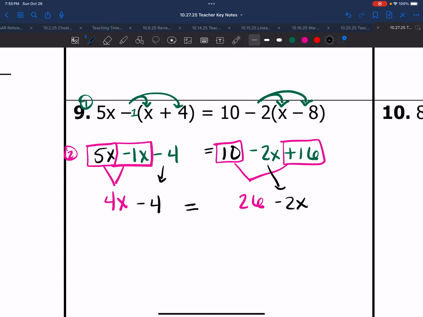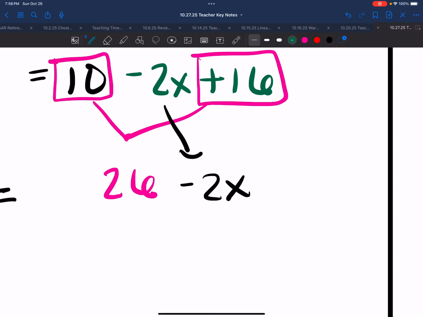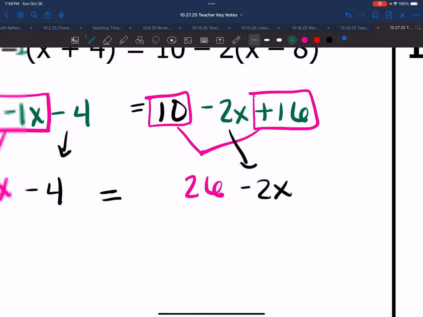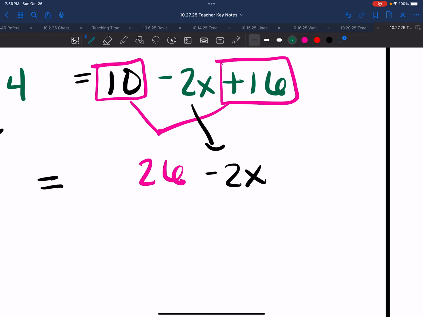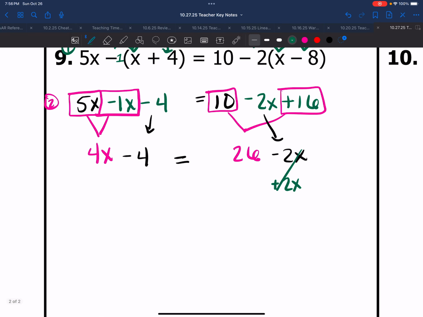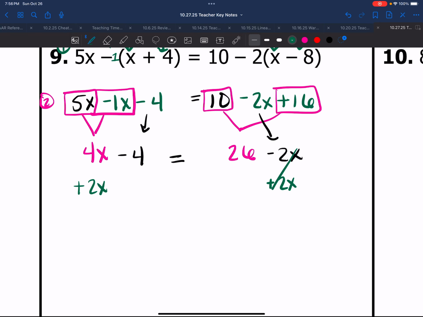Step 3 is to isolate, meaning you're going to move all the variables to the left side of the equal sign, all the numbers to the right side of the equal sign. So I'm going to go to negative 2x right here. That's on the right side of the equal sign, so I need to move it to the left. The inverse of negative 2x is positive 2x. It cancels out. What I do to one side, I do to the other side. So this is step 3. Then 4 plus 2 is 6x. You're going to bring down everything you didn't use.